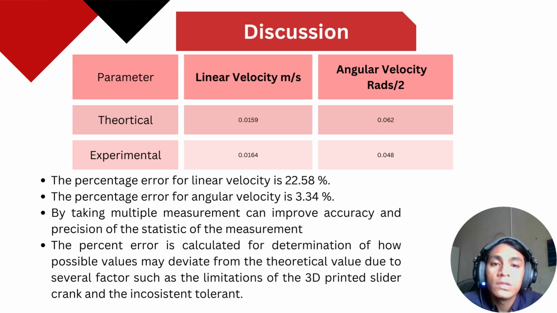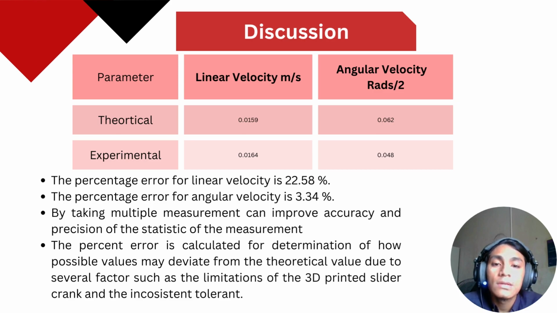Alright, next we reach the discussion part. The data shown are the linear velocity and the angular velocity, for both the theoretical and experimental values, which are 0.164 meter per second for linear velocity and 0.58 for angular velocity. Both are the average value for the 5 iterations. The percentage error for linear velocity is 22.58%, and the percentage error for the angular velocity is 3.34%.